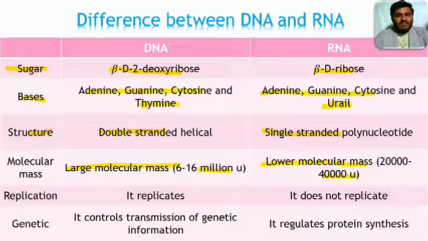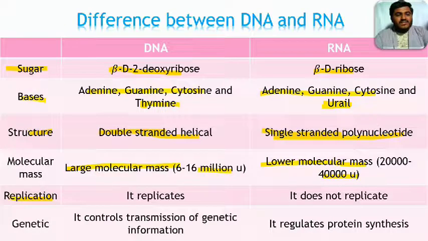I hope you understood. Carefully see here, sugar present in DNA is beta D 2-deoxyribose, and in RNA it is beta D ribose. Nitrogen bases present in DNA are adenine, guanine, cytosine and thymine. In RNA, adenine, guanine, cytosine are there, but thymine is absent in RNA. In place of thymine, here it is uracil. Okay, next one, structure. In DNA, double stranded helical structure is there, but in RNA, single stranded polynucleotide structure is there. Next one, regarding replication.